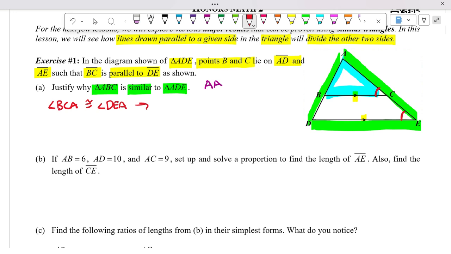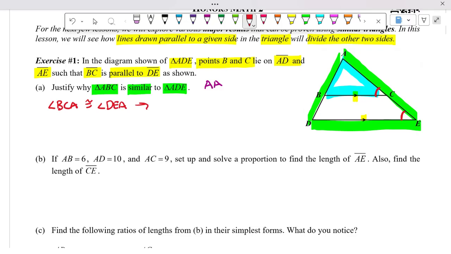Corresponding angles. Okay, corresponding is one. What's another one? Vertical. What's another one? There's 2 more. Alternate interior. What's the last one? Alternate exterior. So out of those 4, what's the relationship here?